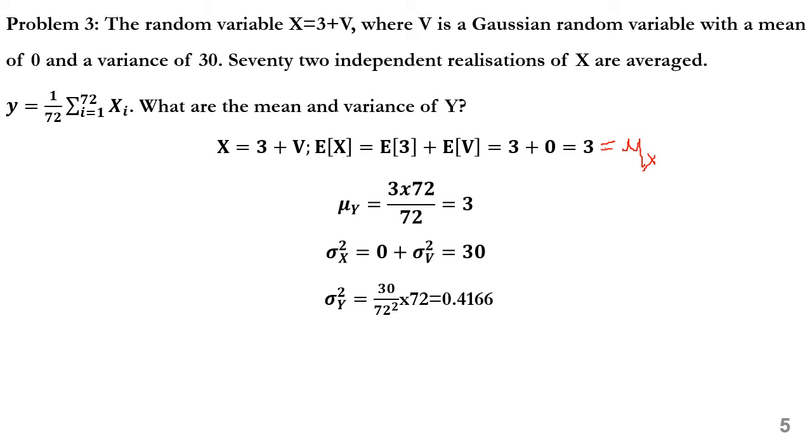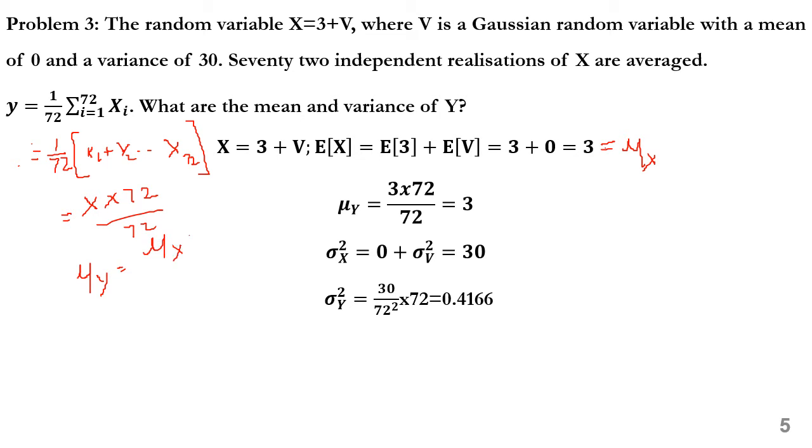Mean of x. Let us try to find out mu y. We can write y equal to 1 divided by 72, x1, x2 up to x72. So this is equal to mu x into 72 divided by 72, because we have assumed them to be identical. Therefore mu y is equal to 3 into 72 divided by 72, that is equal to 3.